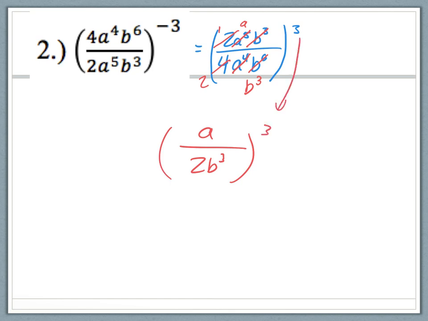So then now it makes it a little bit easier for us to simplify. Now I just cube everything. So a cubed, 2 cubed is 8, and then b cubed would be b to the 9th. My pen wasn't working right there. All right, that's going to be our answer right there.